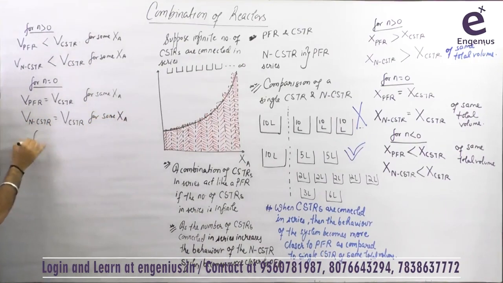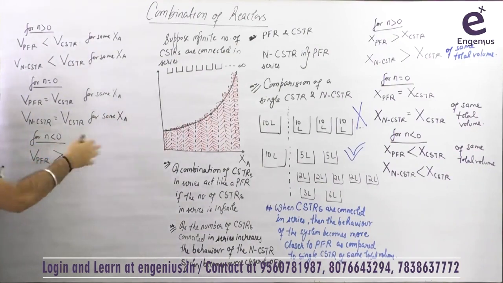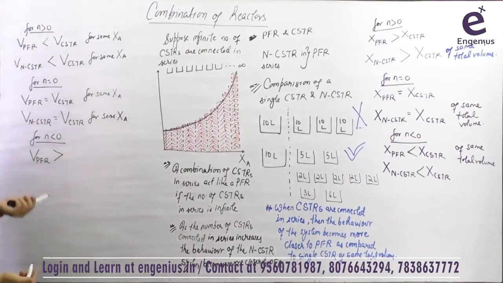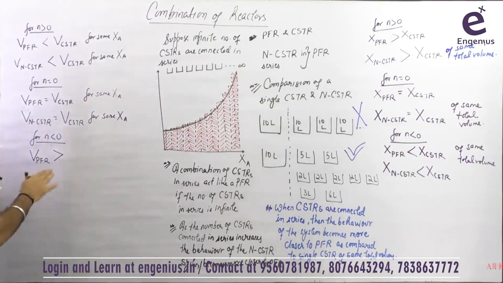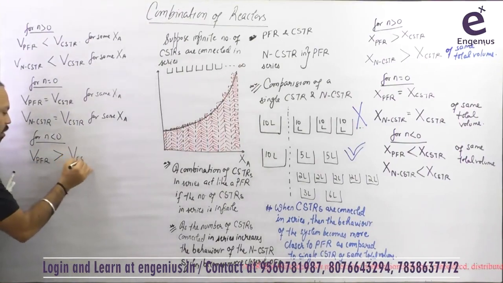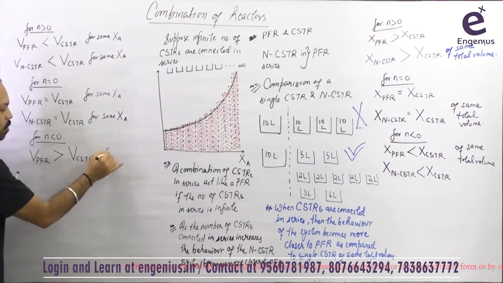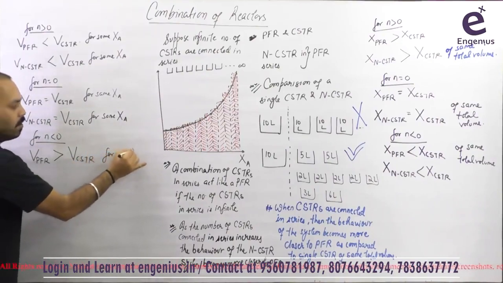Similarly, if order is less than zero, in this case, volume required by a PFR was more and the PFR was not accepted, the PFR was rejected. In both the discussions, PFR will be rejected. Either you compare with respect to volume, because volume should be less for accepting the reactor, or you compare with respect to conversion, because conversion should be more for accepting the reactor. So volume of PFR was greater than the volume of CSTR for same conversion. So same point I can write here.